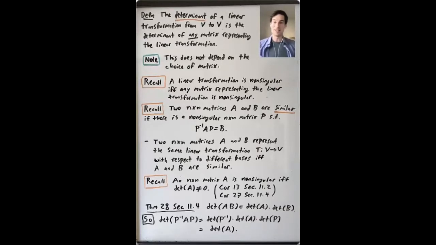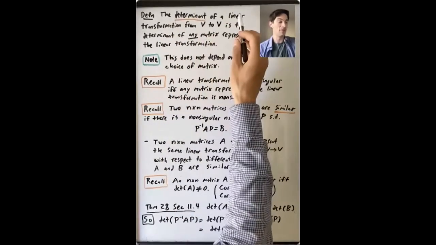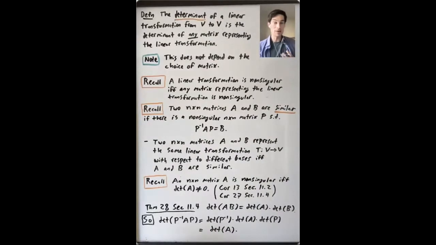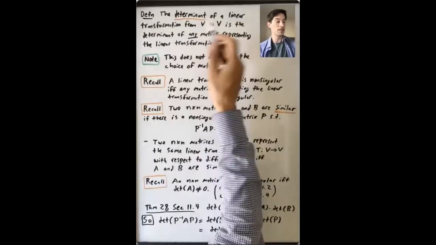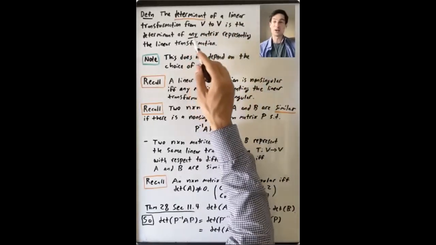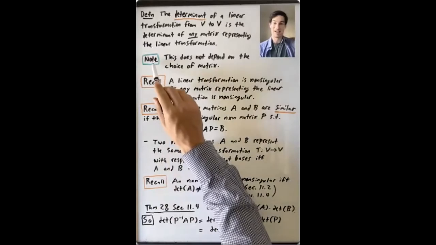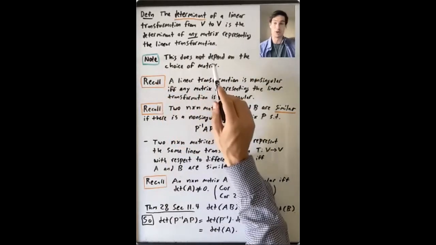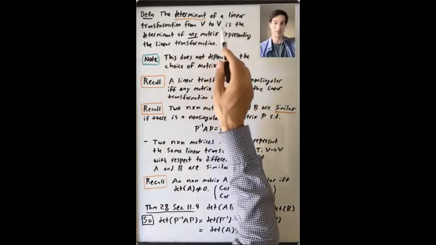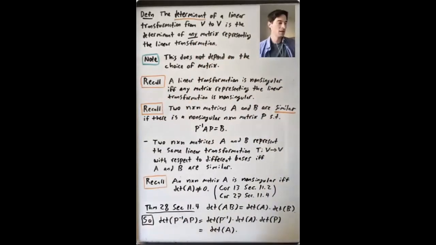We want to give some equivalent conditions for what it means for an element lambda in F to be an eigenvalue of a linear transformation T. And in order to do that, I first want to define the determinant of a linear transformation. We know what it means to take the determinant of an n by n matrix with entries in F. So what is the determinant of a linear transformation from V to itself? It's the determinant of any matrix representing the linear transformation. And I want to note that this does not depend on the choice of matrix. So there are many, many matrices representing the same linear transformation. Why do they all have the same determinants?